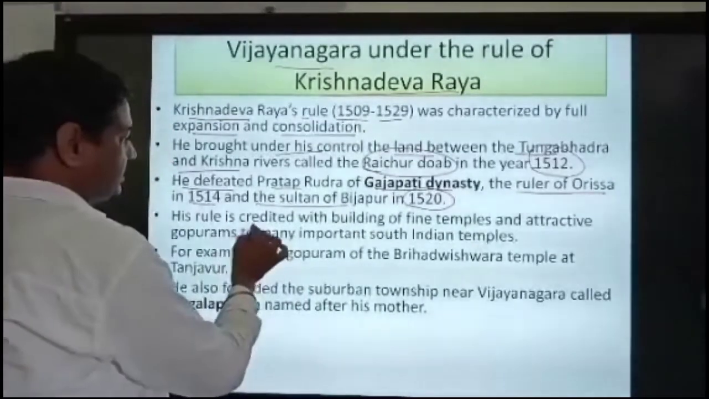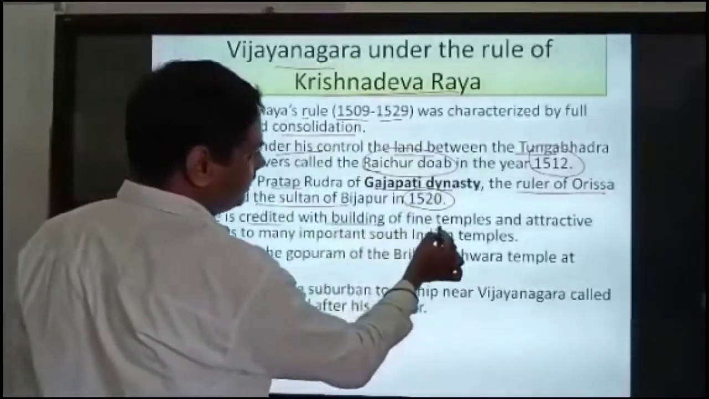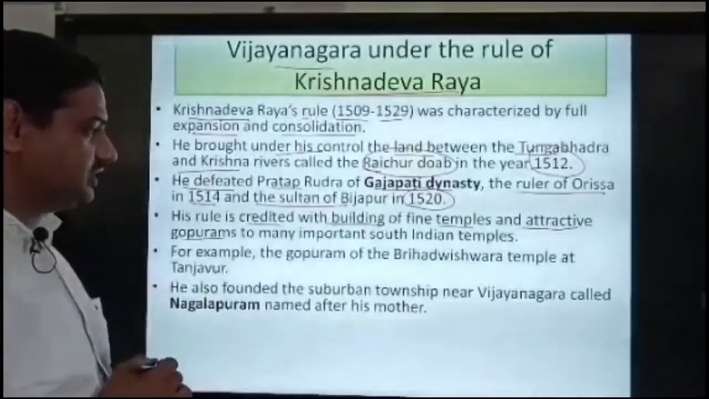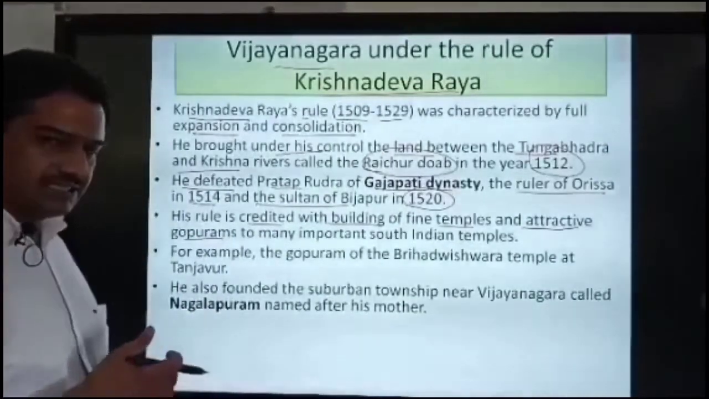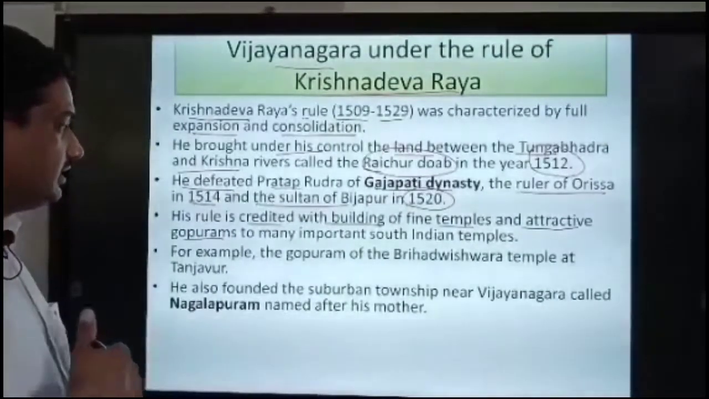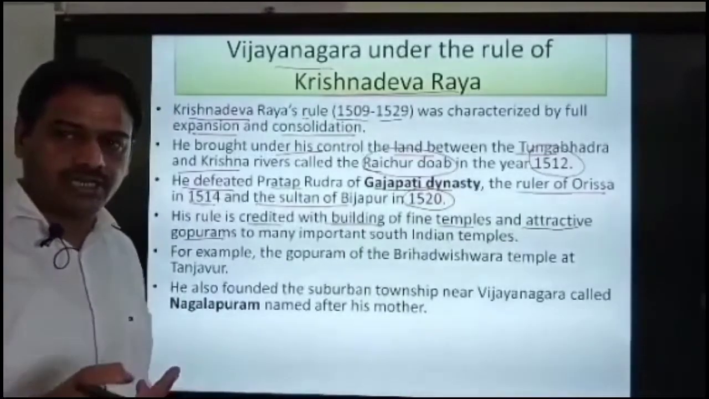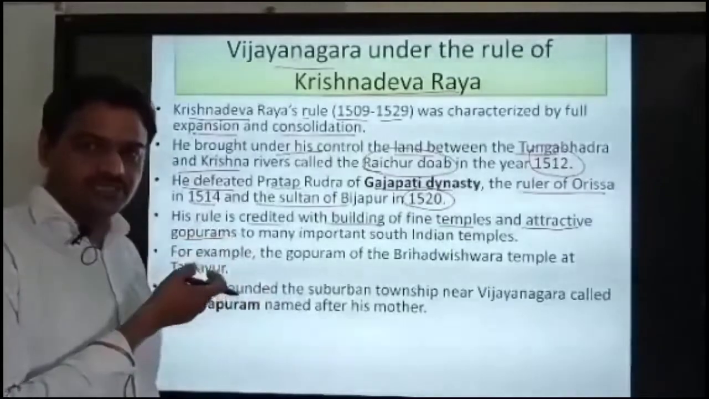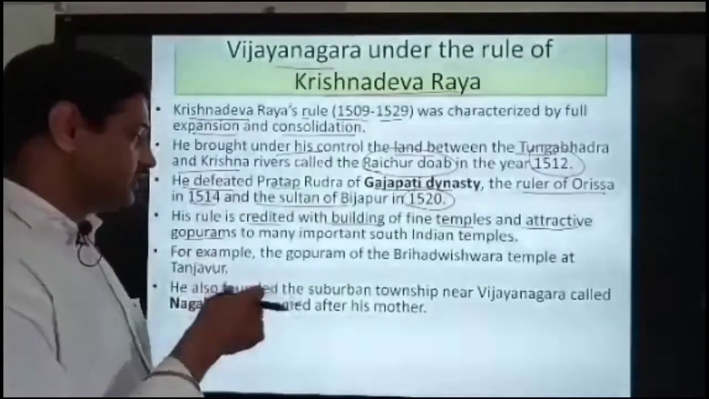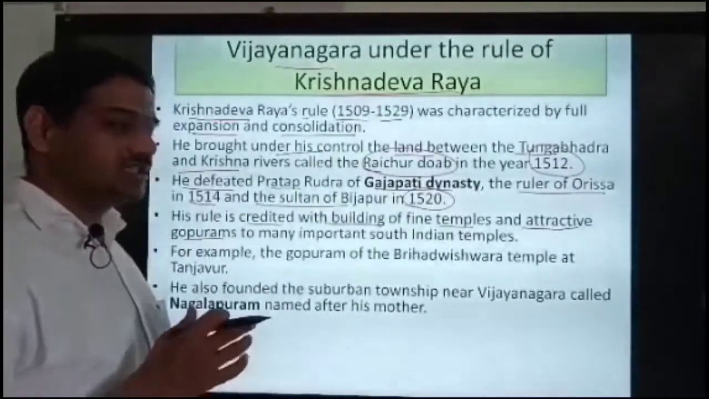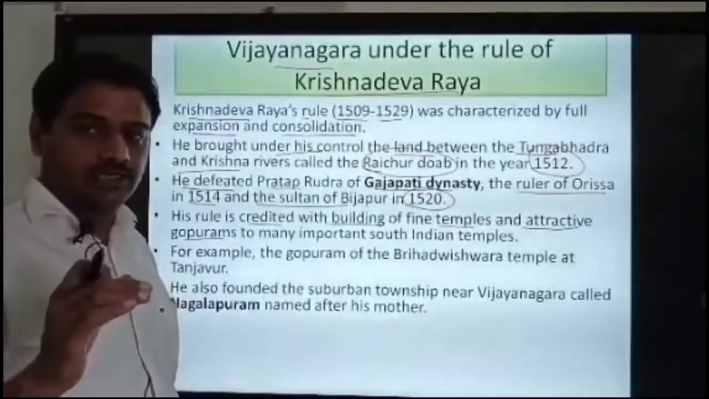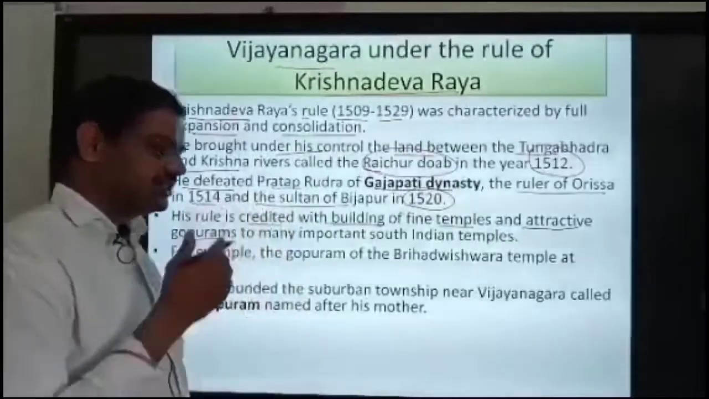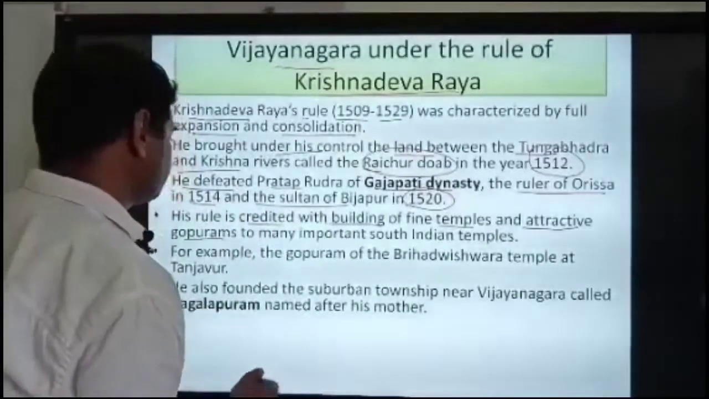His rule is credited with the building of fine temples and attractive gopurams. So he built fine temples in his time because he continued the tradition of the Pandyas, Cholas and Hoysalas who used to rule before the kingdom of Vijayanagara, that I had shown you through the map. At that time they used to construct magnificent temples, and that tradition was also carried on by the rulers of Vijayanagara in the later stages.